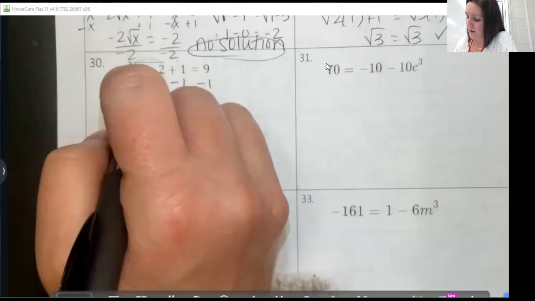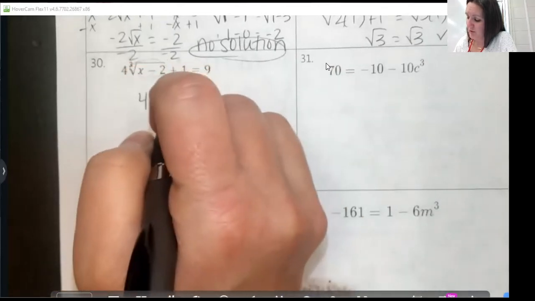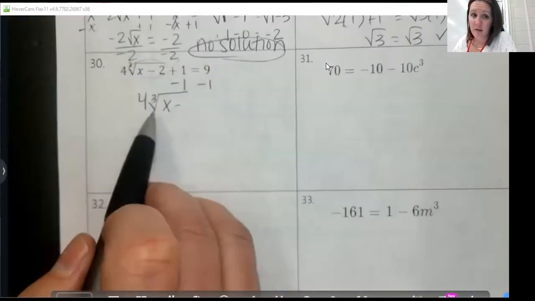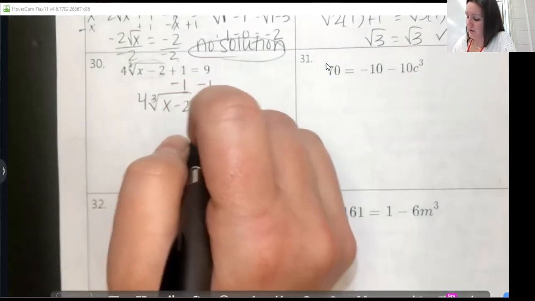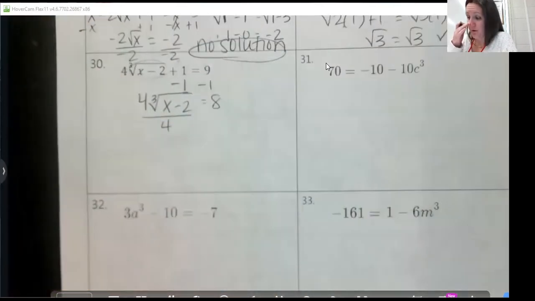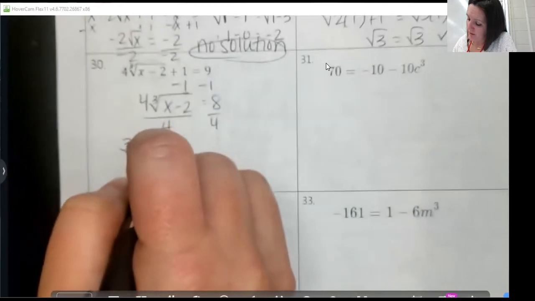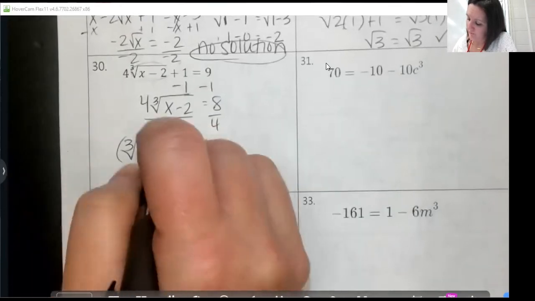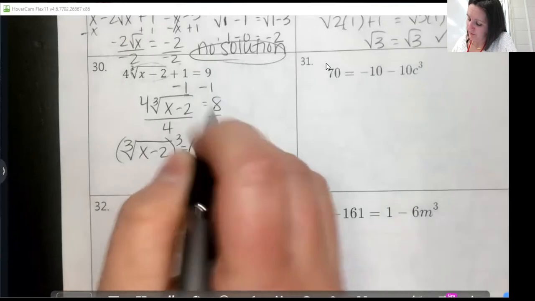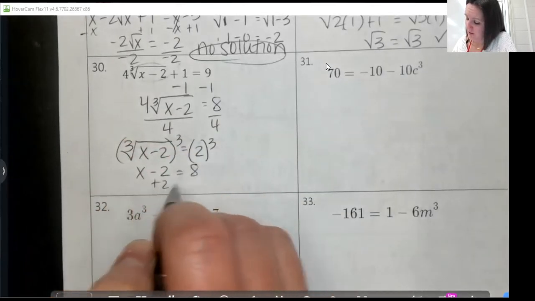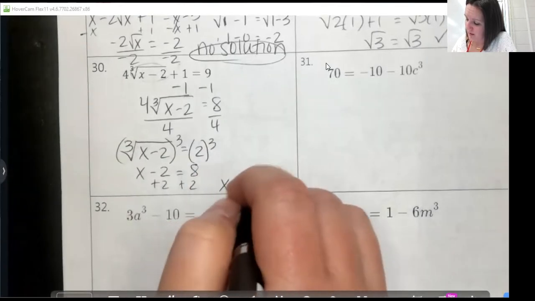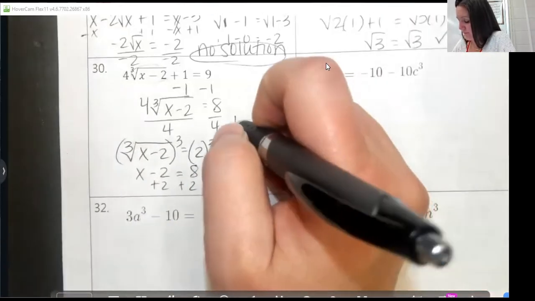Isolate your radical here. So I'm going to subtract 1. I did notice that many people were struggling with knowing that this is multiplication here. So you have to make sure that you divide. So we have 8. So let's divide by 4. So we have the cubed root of x minus 2 equals 2. Cube both sides. So we have x minus 2 equals 8. Add 2. And x equals 10. Let's make sure this works.